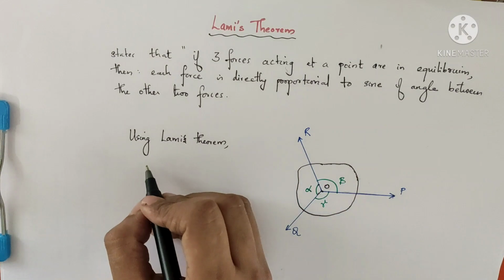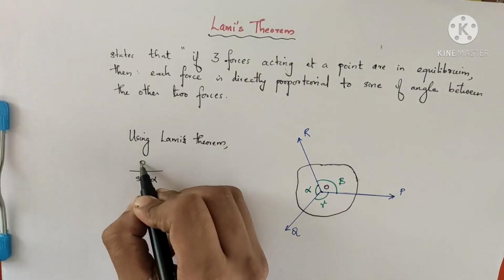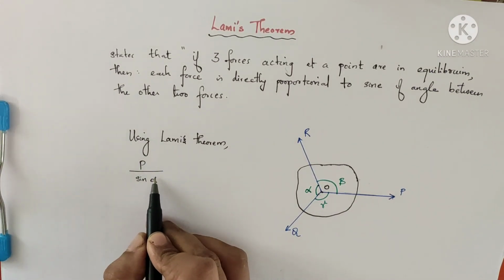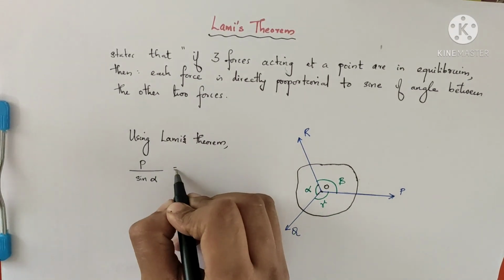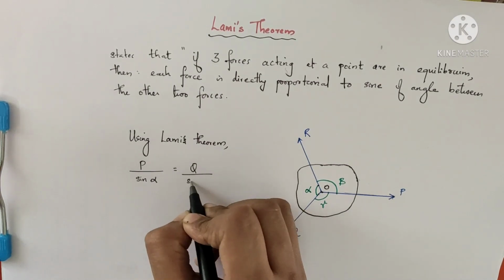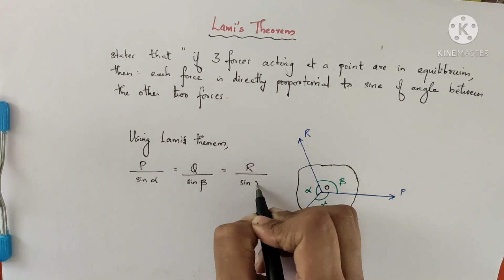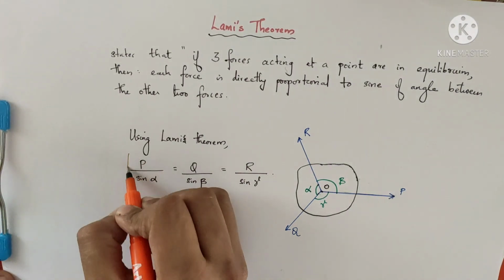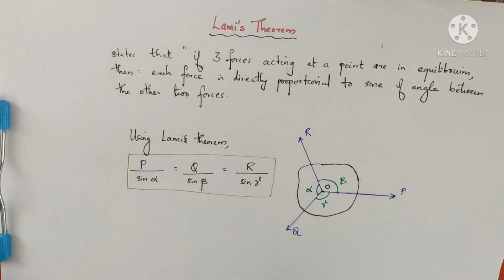We can write P by sine alpha, where alpha is the angle opposite to P and between the other two forces. P by sine alpha is equal to Q by sine beta is equal to R by sine gamma. So this equation we'll use to solve various problems. This is the equation using Lamy's theorem.